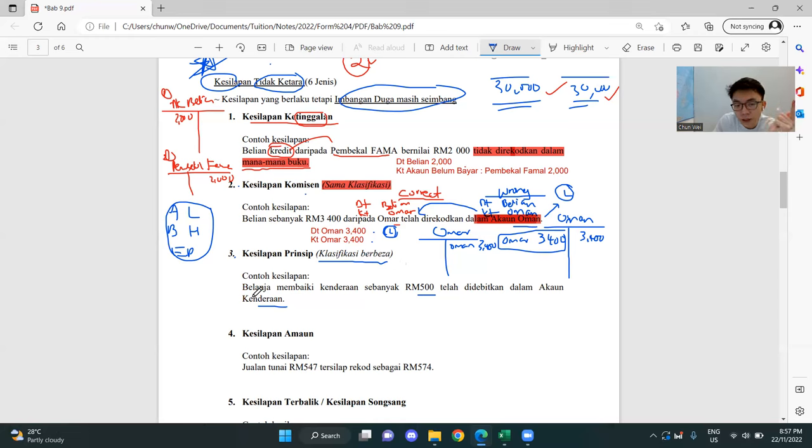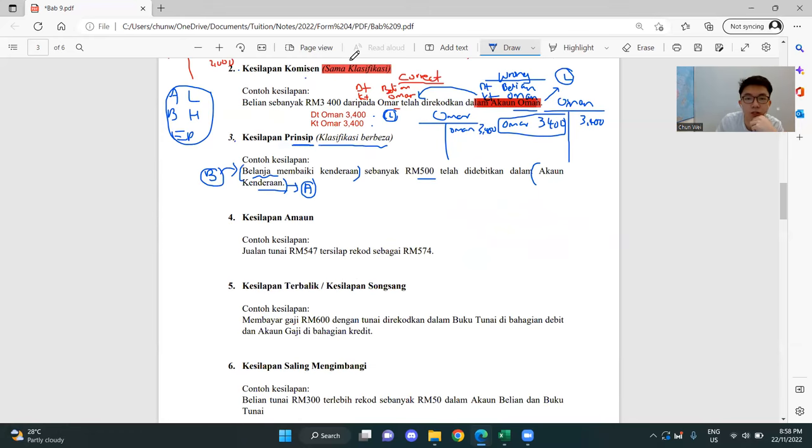But then, if, let's say here, this is a belanja membaiki kenderaan. Belanja. So this is a belanja lah. Correct or not? For this one. Tapi, they go and record into account kenderaan. What is account kenderaan? Kenderaan is an asset. Faham tak? So, from belanja, you go and record in asset. So, this is a klasifikasi yang berbeza. If this is a klasifikasi yang berbeza, I have to say that this is a kesilapan prinsip. Can you understand? If yes, give me a U in the chat box. If you understand.